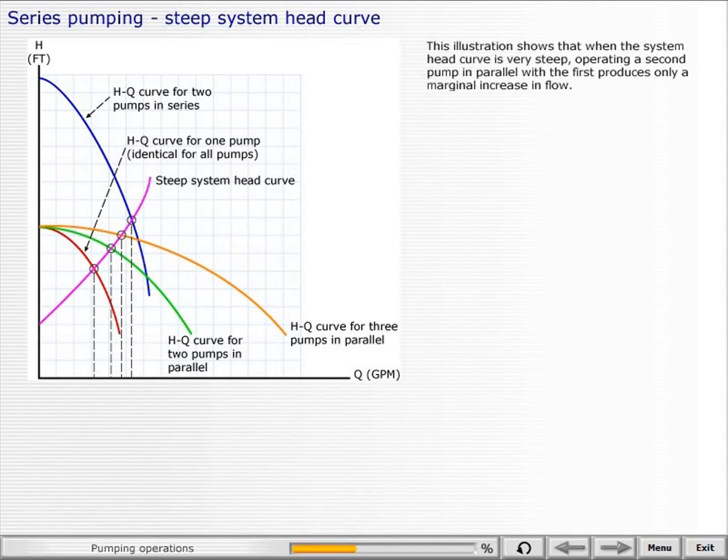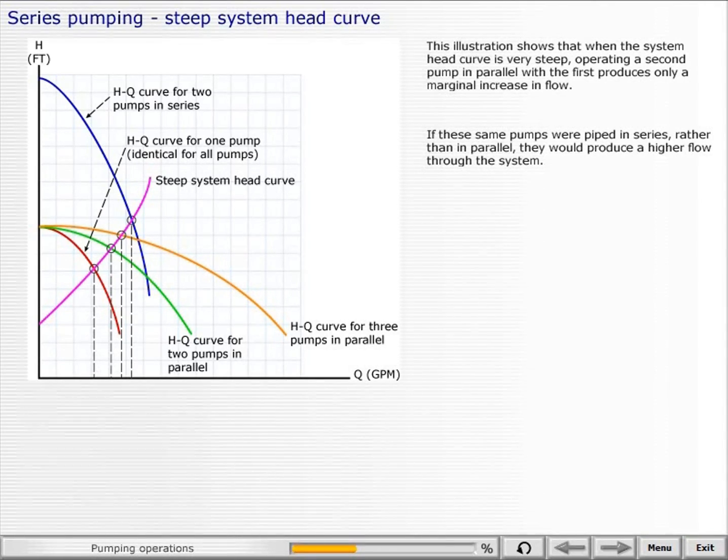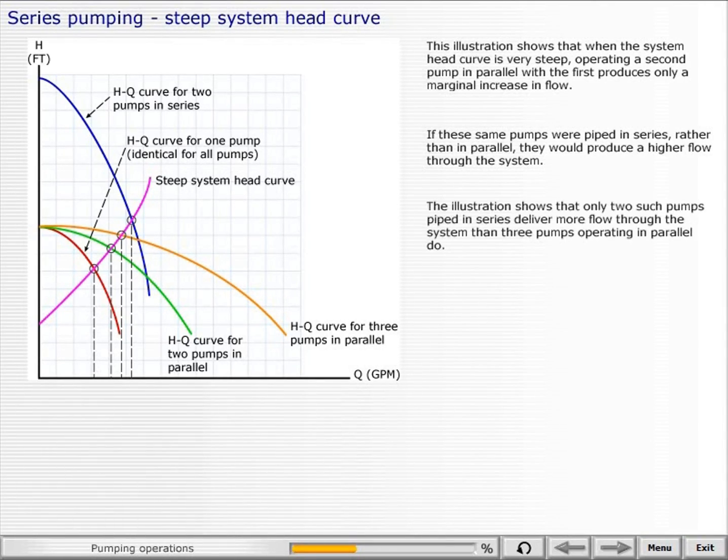This illustration shows that when the system head curve is very steep, operating a second pump in parallel with the first produces only a marginal increase in flow. If these same pumps were piped in series rather than in parallel, they would produce a higher flow through the system. The illustration shows that only two such pumps piped in series deliver more flow through the system than three pumps operating in parallel do.